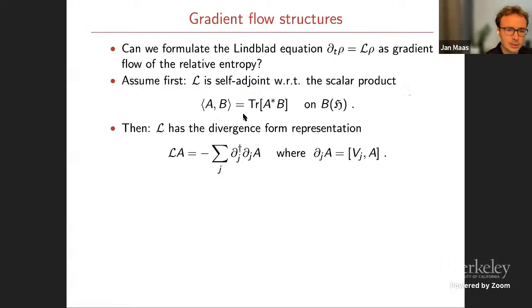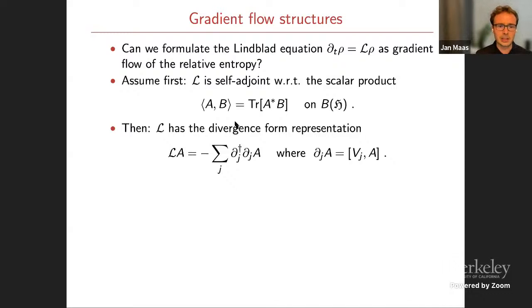Okay, then it's actually known that you can write your generator as a Laplacian in the following sense. Namely, you can write your generator as a sum over j of these, well, kind of derivatives, but they're not really derivatives, they're actually commutators. So d_j of A is the commutator of A with these operators V_j that we saw before. So the V_j's are fixed matrices. And this d_j dagger is actually the adjoint of d_j with respect to this trace duality. But the point is that you can really write your generator as a Laplacian, where you replace derivatives by commutators.